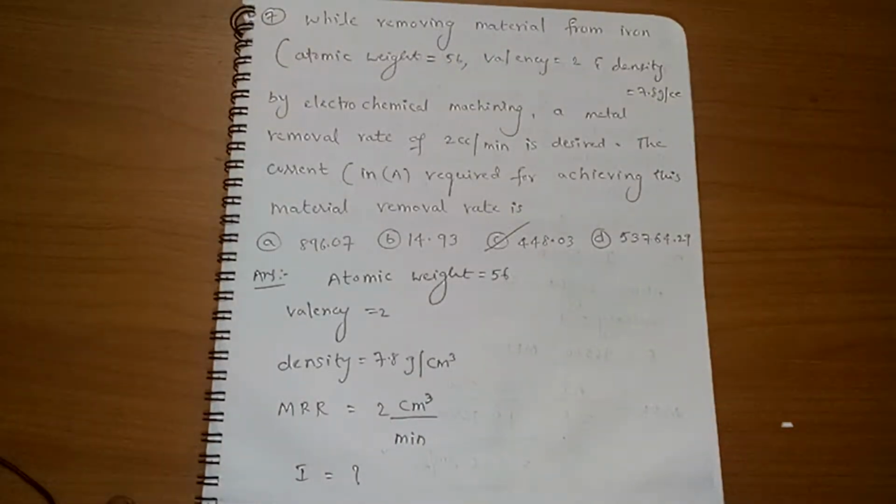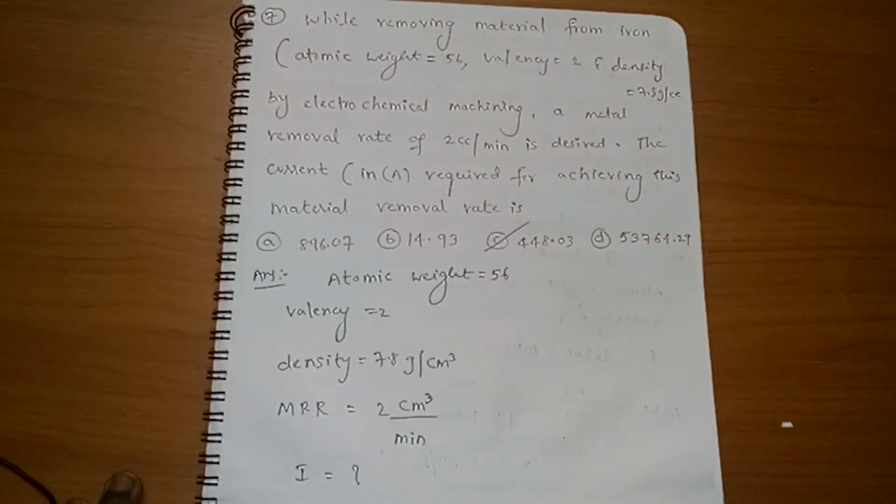Let's solve the seventh problem in non-traditional machining process. While removing metal from iron, atomic weight equal to 56, valency equal to 2, density equal to 7.8 gram per centimeter cube, by electrochemical machining, a metal removal rate of 2 centimeter cube per minute is desired. The current in amperes required for the machining for achieving this metal removal rate is? I have to find out current.